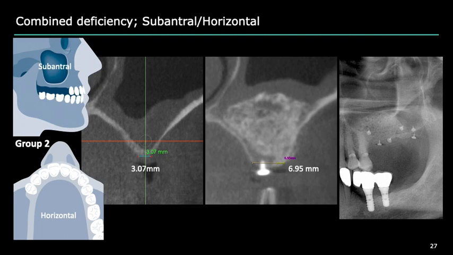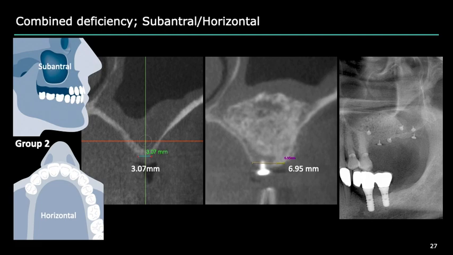And what can we do for a complex defect? Subantral bone deficiency often comes with horizontal defect. Lateral window technique is preferred to carry out horizontal ridge augmentation. In a complex defect, site development with enough bone to accommodate standard diameter implant is desirable in most of the cases.